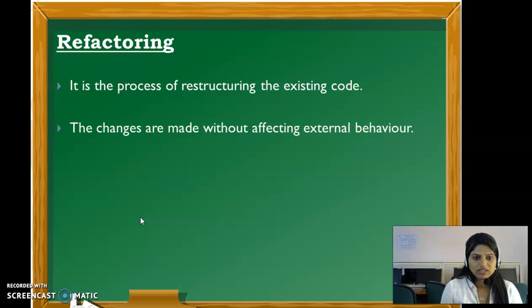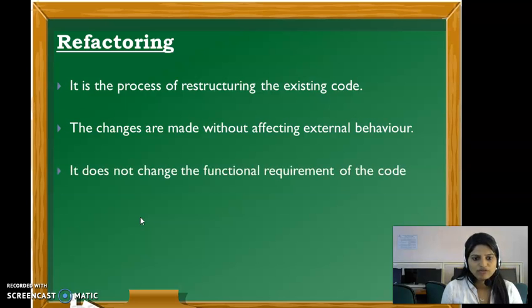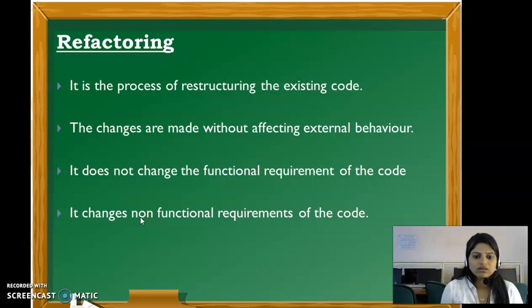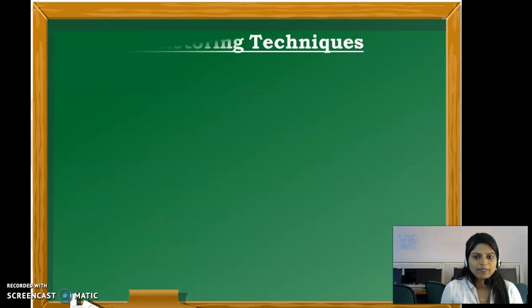Here in refactoring, we refactor the code as the name says. So the changes are made without affecting the external behavior. That means we are changing the non-functional requirements of the code. It does not alter the functional requirements, but the non-functional requirements are changed in refactoring, and restructuring of the existing code is carried out. There is a list of refactoring techniques that are used in agile practice.